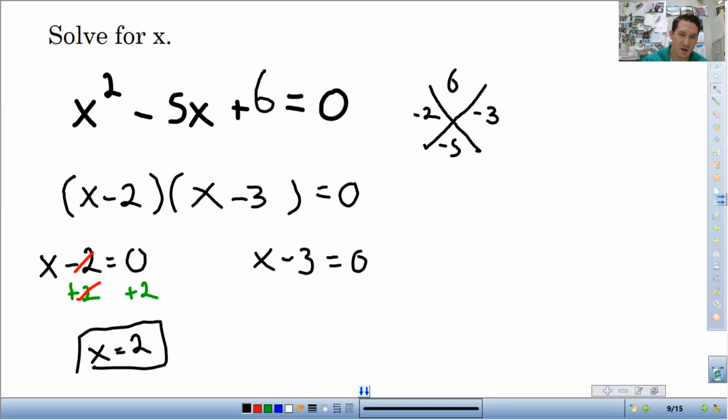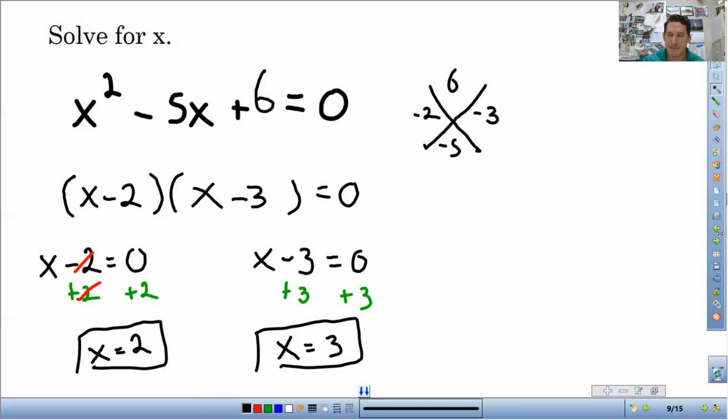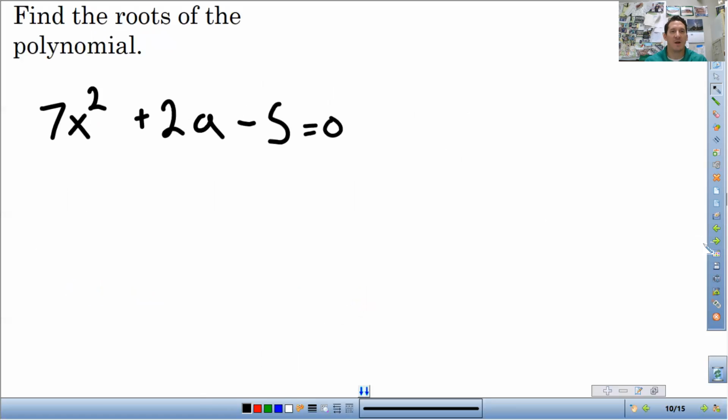Then over here, add 3 to both sides. I get x is equal to 3. So our two solutions are 2 and 3. Okay. Another example, so same thing as last time, but sometimes you're going to have to deal with that extra step of factoring before you do this.